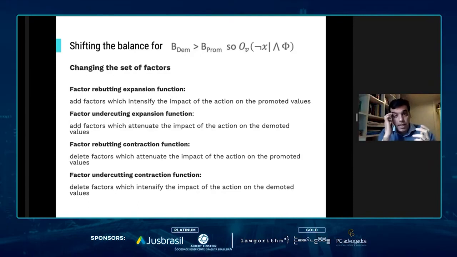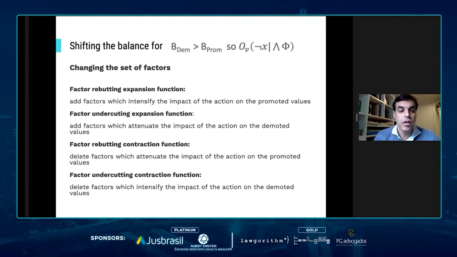There are two ways, basically, in which this balance may be shifted by the addition of new factors. It may be a strengthening of the opponent, that is, a strengthening of the promoted values, and we may strengthen the opponent by adding intensifying factors to it. We called it a factor rebutting expansion function. Rebutting because it looks like a rebutting in structural argumentation, since we are going to come with a new opponent to the argument and strengthen the opponent. So for the factor rebutting expansion function, you add factors which intensify the impact of the action on the promoted values.